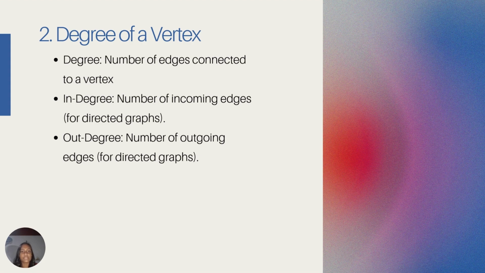Degree of a vertex. Degree is the number of edges connected to the vertex. In-degree, the number of incoming edges for directed graphs. Out-degree, the number of outgoing edges for directed graphs.